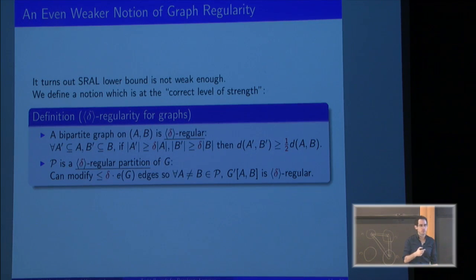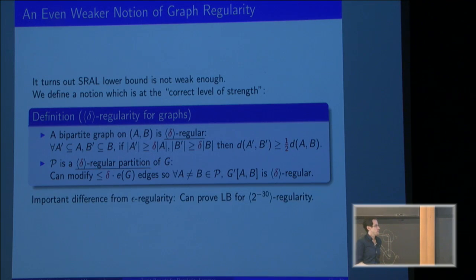And we say that a vertex partition of a graph is delta regular if you can modify a delta fraction of the edges so that all pairs of vertex classes span a delta regular bipartite graph. You can afford all pairs because you can remove the edges from the irregular pairs. Irregular pairs are negligible here if delta is constant. And the important difference, it might just seem that we took the original definition of epsilon regularity and just replaced epsilon by delta, but not quite. The important difference is that you can actually prove a lower bound for delta regularity for some fixed delta.